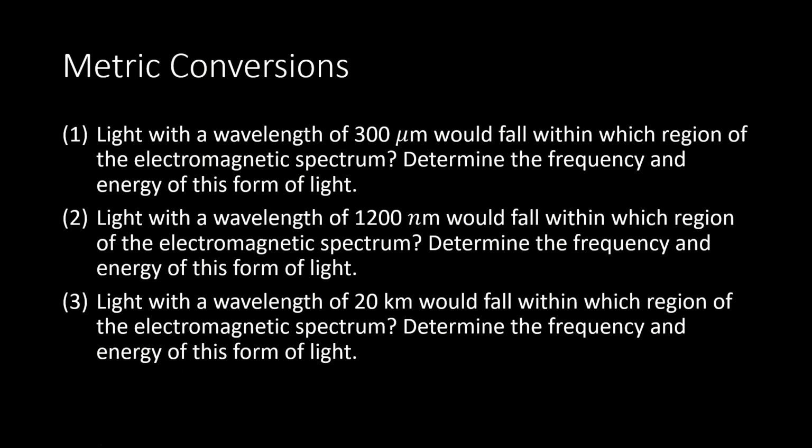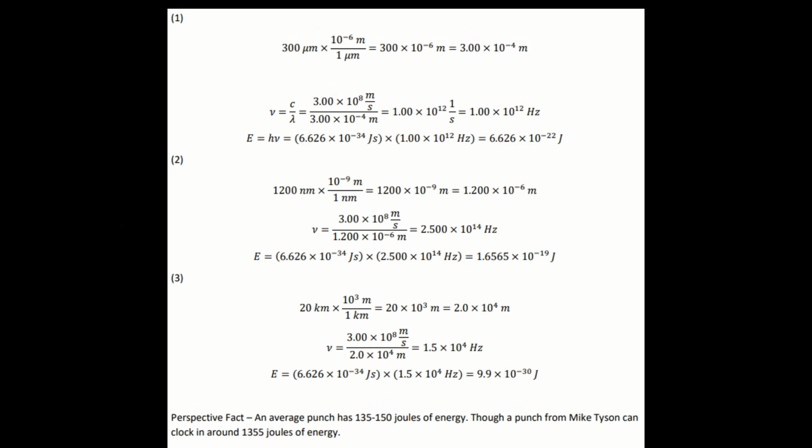So, doing some practice with metric conversions. Question 1. Light with a wavelength of 300 micrometers would fall within which region of the electromagnetic spectrum? Determine the frequency and the energy of this form of light. Question 2 is doing the same thing, but with a wavelength that's 1200 nanometers. And question 3 is doing the same thing, but with a wavelength of light that's 20 kilometers.